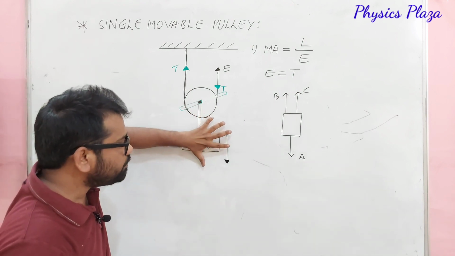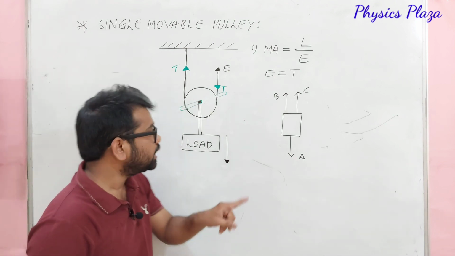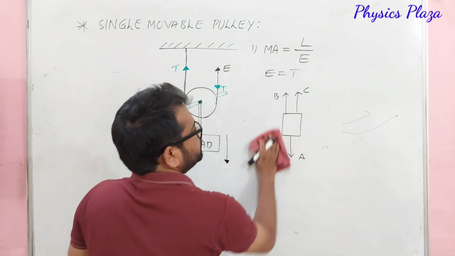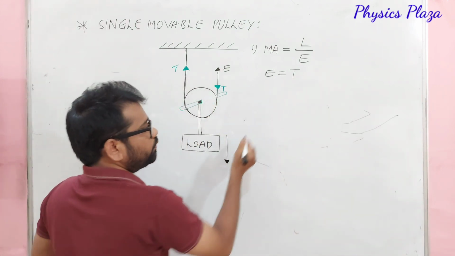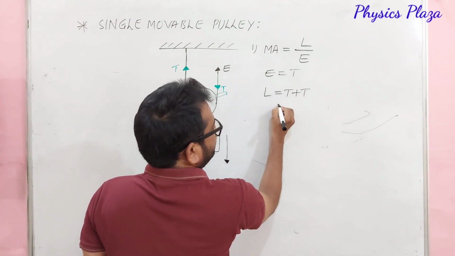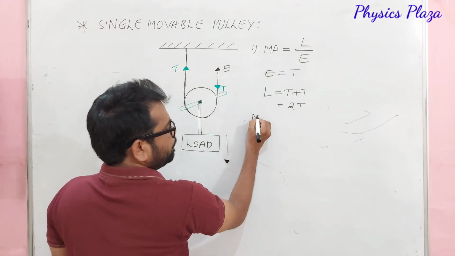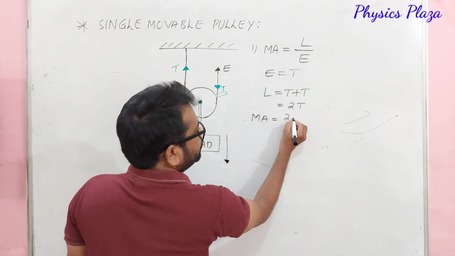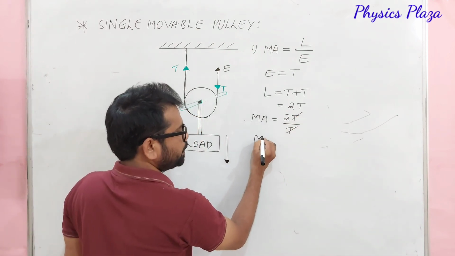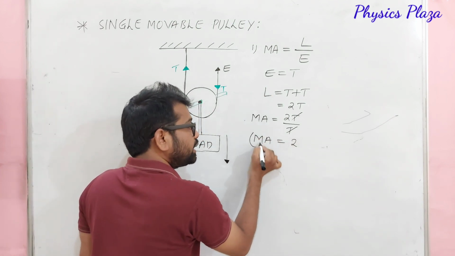So, here the load, which is acting vertically downwards, is equal to the sum of the tensions developed in these 2 segments of the string, isn't it? So, what can we write now? We can write load is equal to T plus T, that is 2T. Now, you can substitute here. Mechanical advantage is equal to 2T by T. T gets cancelled. So mechanical advantage is equal to 2. That is, greater than 1. It is greater than 1.